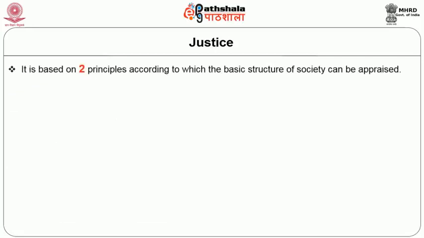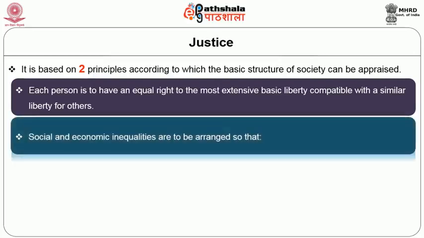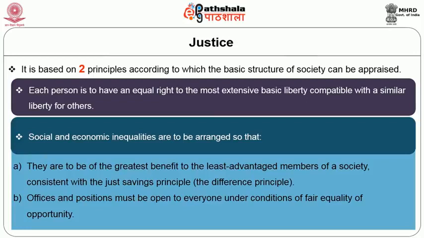Rawls proposes justice as fairness based on two principles, according to which the basic structure of society can be appraised. First, each person is to have an equal right to the most extensive basic liberty compatible with a similar liberty for others. Second, social and economic inequalities are to be so arranged that A, they are to be of the greatest benefit to the least advantaged members of a society, consistent with the just savings principle, and B, offices and positions must be open to everyone under conditions of fair equality of opportunity.